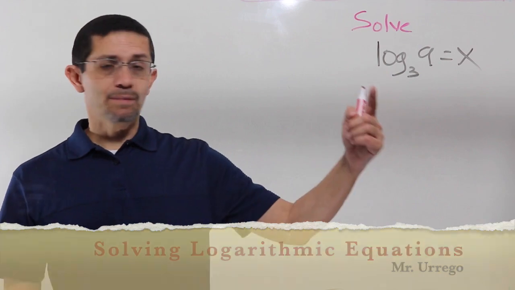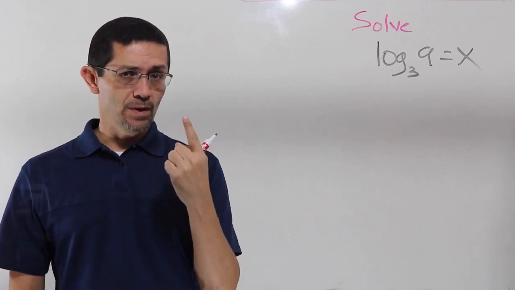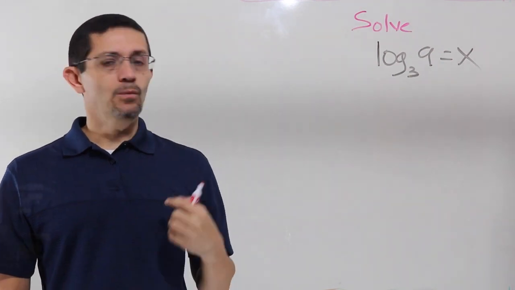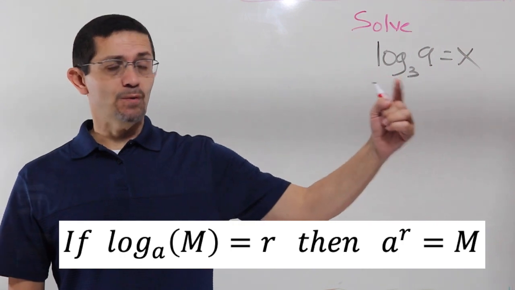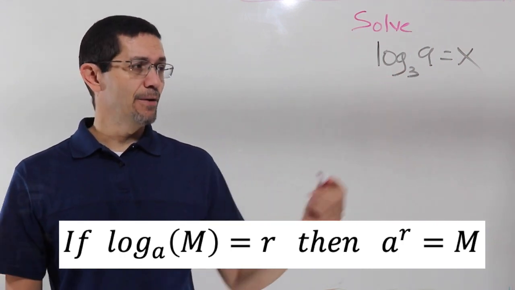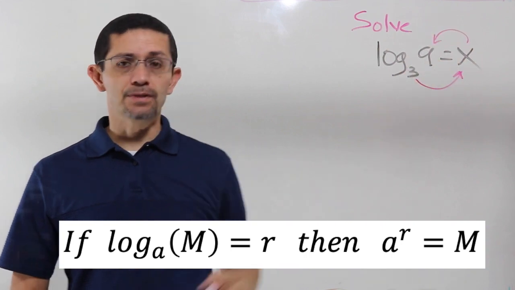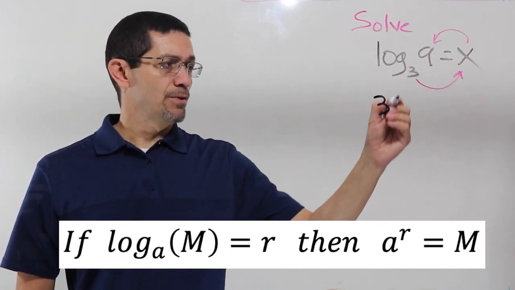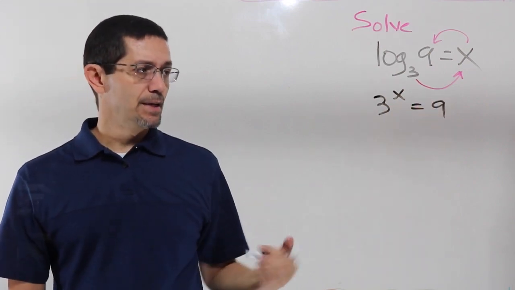Right now we have log base 3 of 9 equals x. Whenever we have only one logarithm, we're going to use the definition of logarithms, which means I'm going to rewrite this as an exponential. How? I'll take the base: 3 to the x equals 9. So 3 to the x equals 9, and from there I'm going to solve for x.